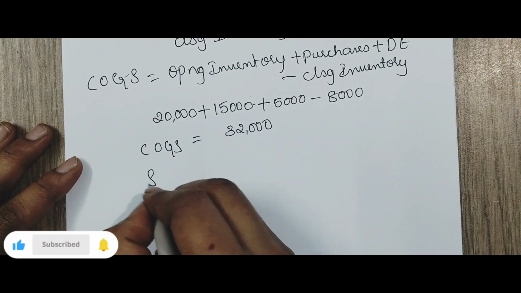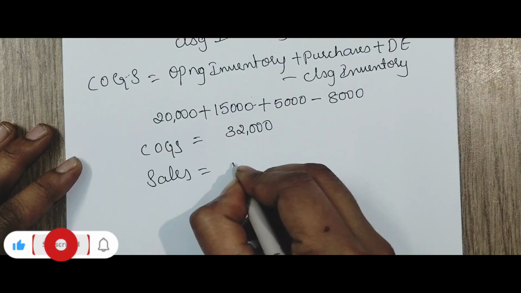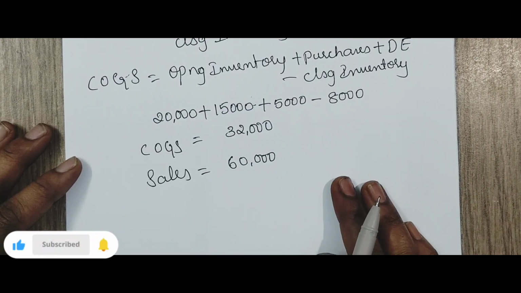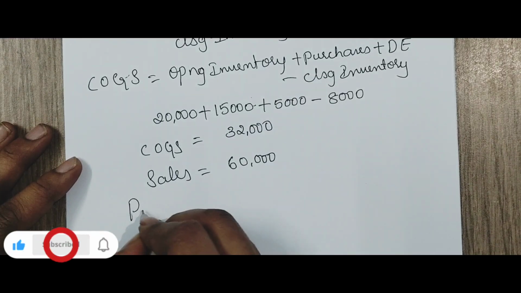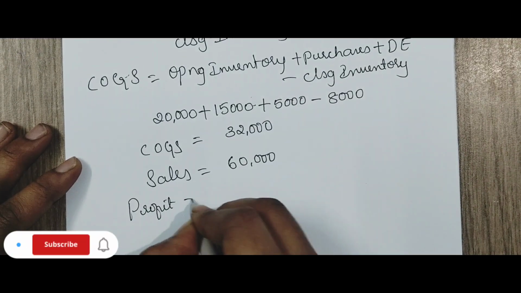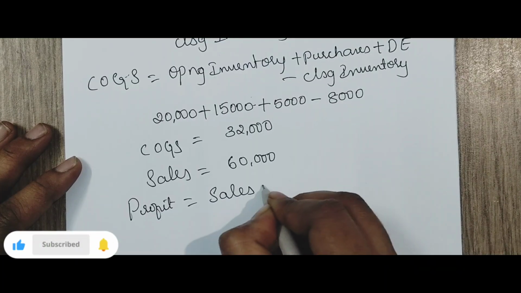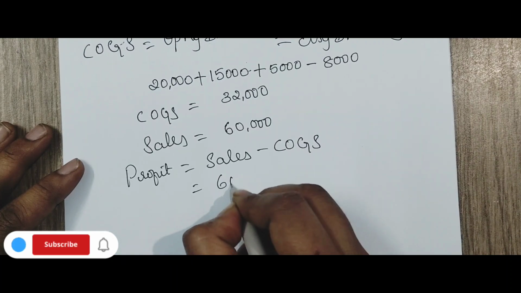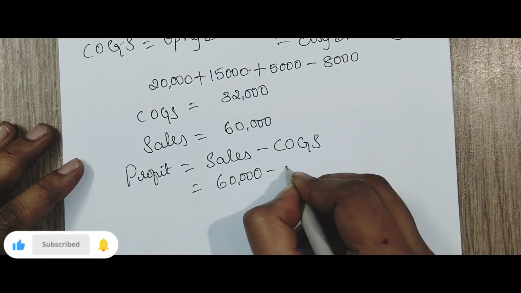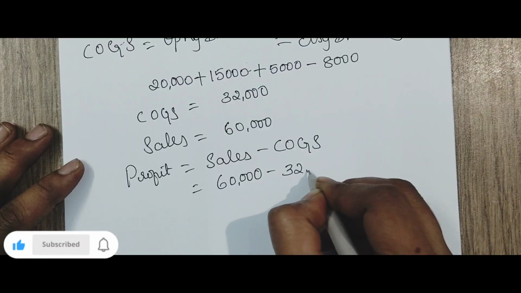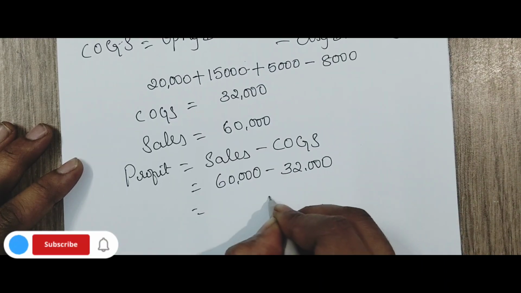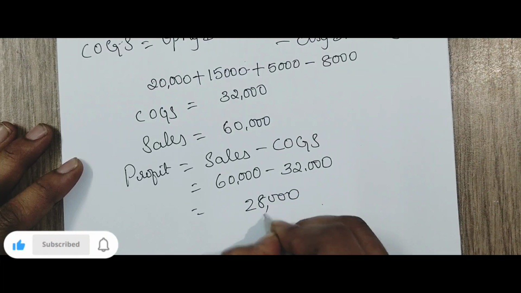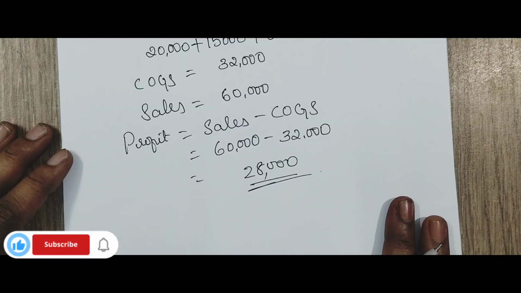Now you sold the goods, no? The sales for the year was 60,000. Let us find out the profit. How will you find out profit? From sales, you will minus the cost of goods sold. What is your sales? 60,000. What was your cost of goods sold? 32,000. If you minus, 28,000 is the profit.